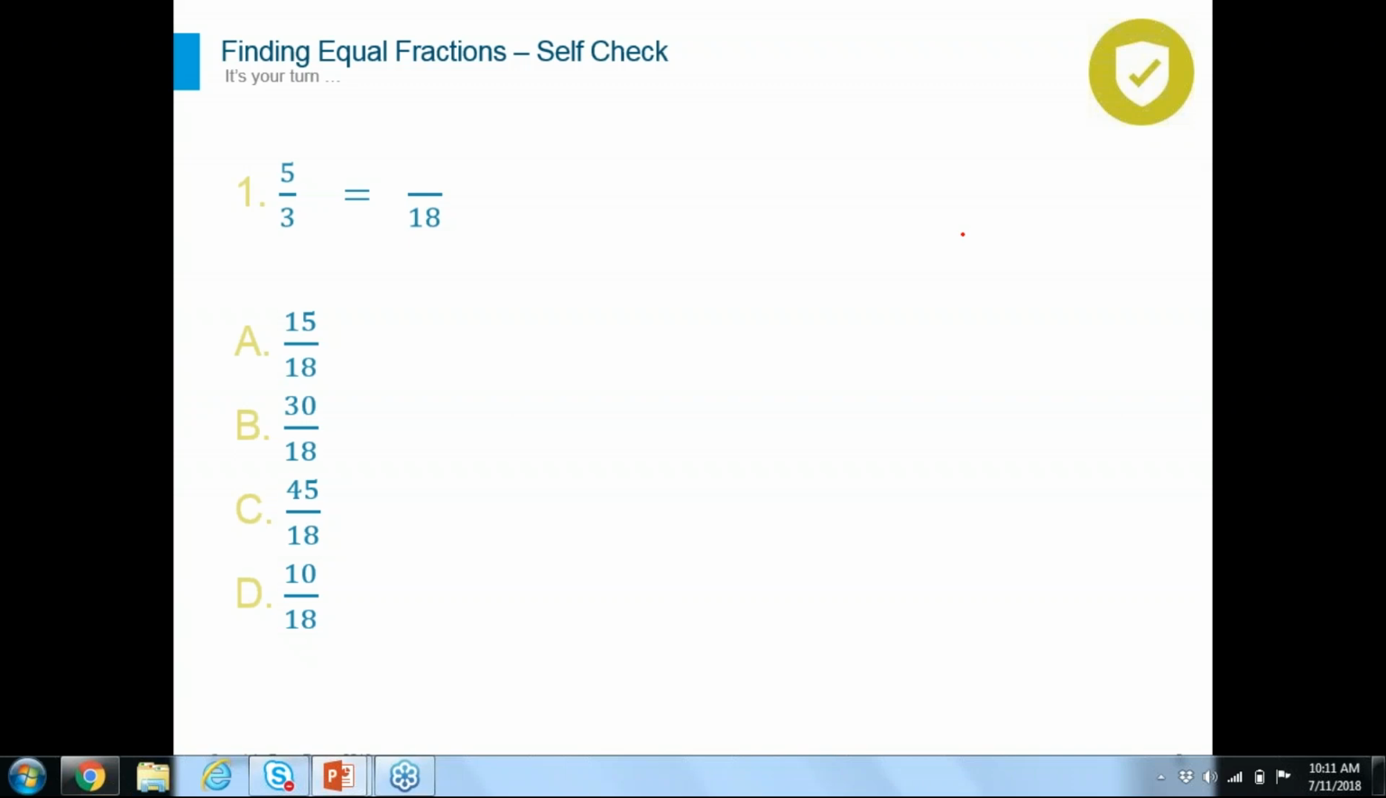Remember, if you're not sure what factor you should use, you can divide. You can divide the second denominator, 18, by the original denominator, 3, and that should give you the factor. And if you use it correctly, you'll be able to find the correct answer from the ones given in this question.